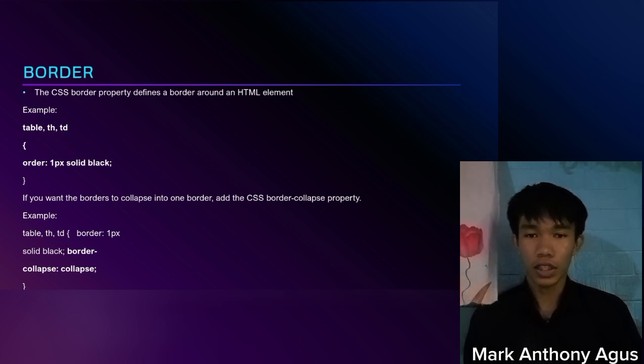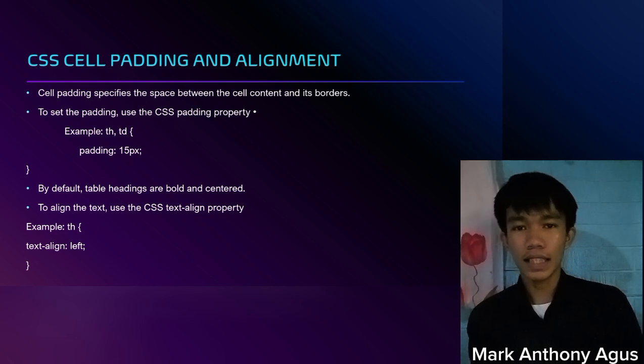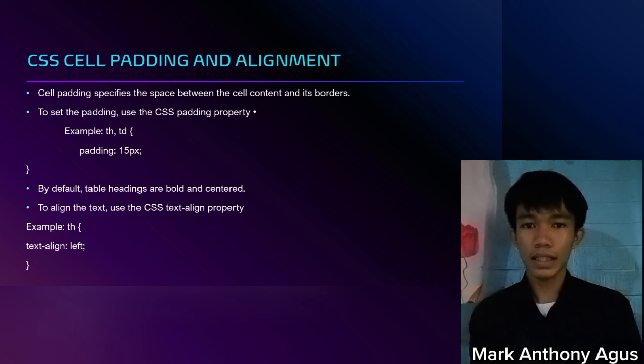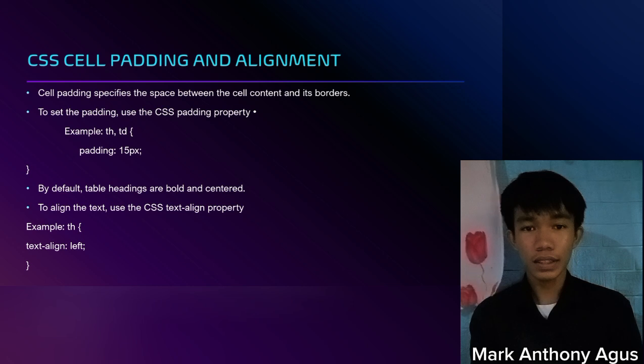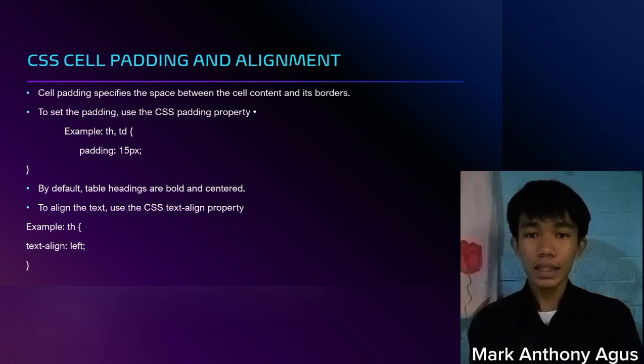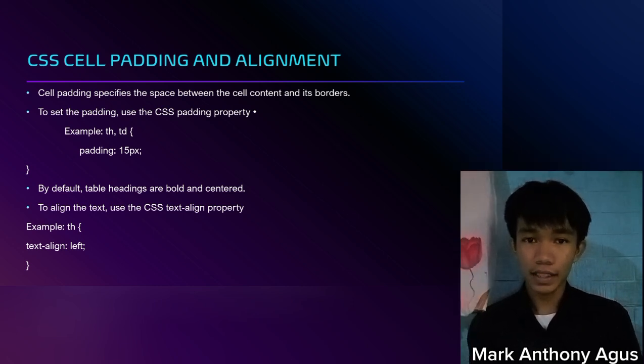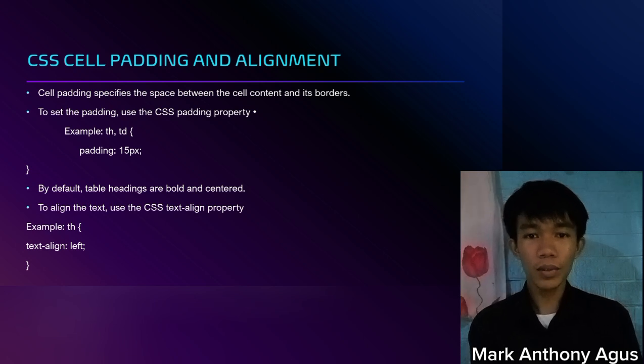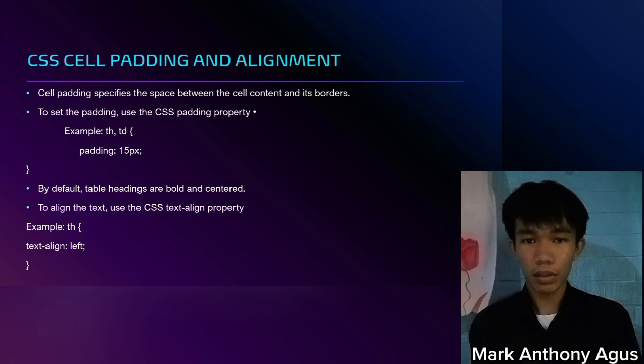CSS padding and alignment. Cell padding specifies the space between the cell content and its borders. To set the padding, use the CSS padding property. The CSS code provided is used for styling table cells and headers. The CSS padding property is used to define the space between the content inside the cell and its borders. The example code sets the padding to 15 pixels for all the table cells.